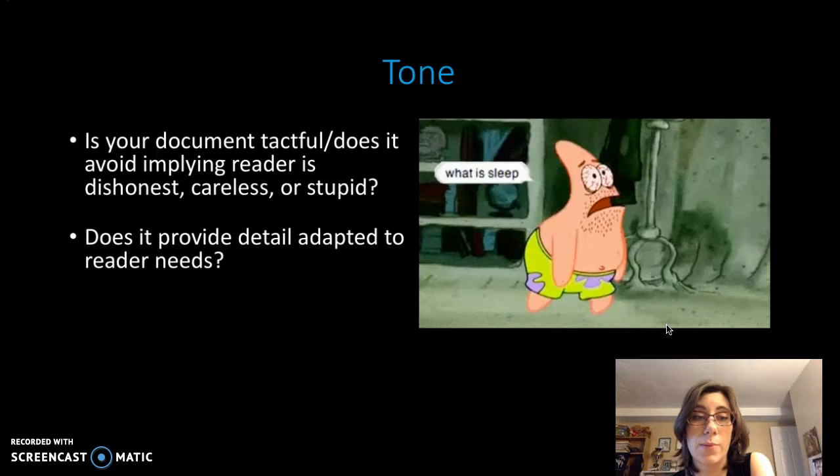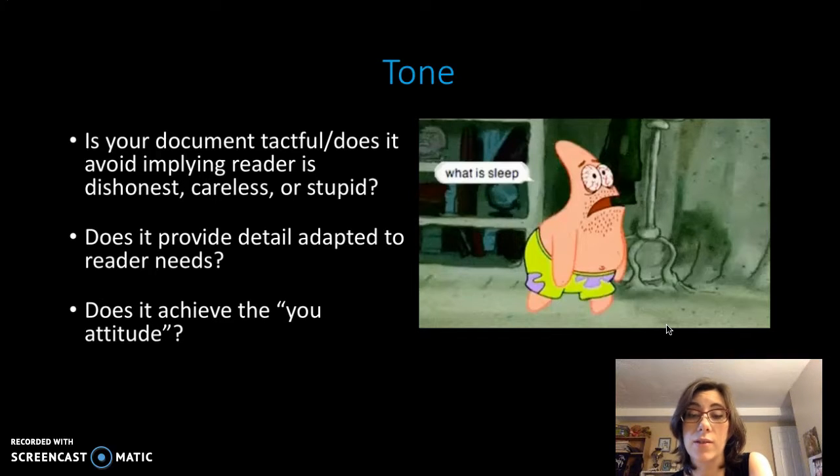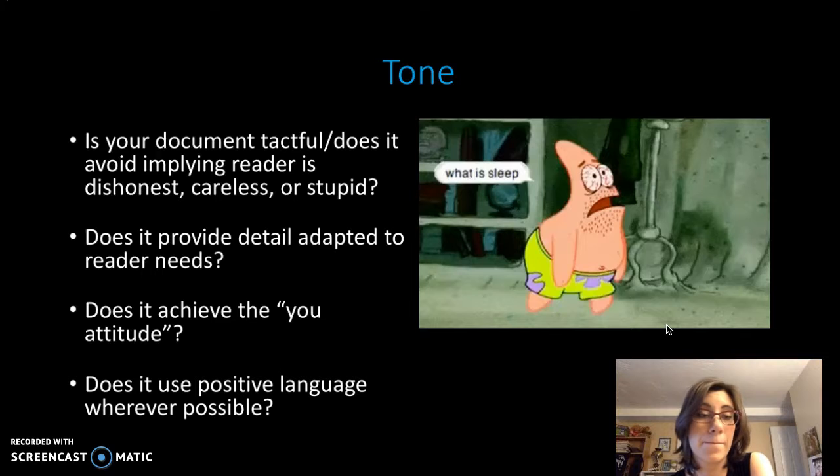Does your document provide detail adapted to the reader's needs? Make sure you cut anything that the reader doesn't need to know or might not care about. You want to make it all about the reader's needs. Does it achieve the you attitude? Remember what the you attitude is? It is keeping the reader at the forefront of your mind, okay? And make sure it uses positive language whenever possible. This isn't always possible, especially given the no letter, but hopefully it's mostly possible in all your other instances.